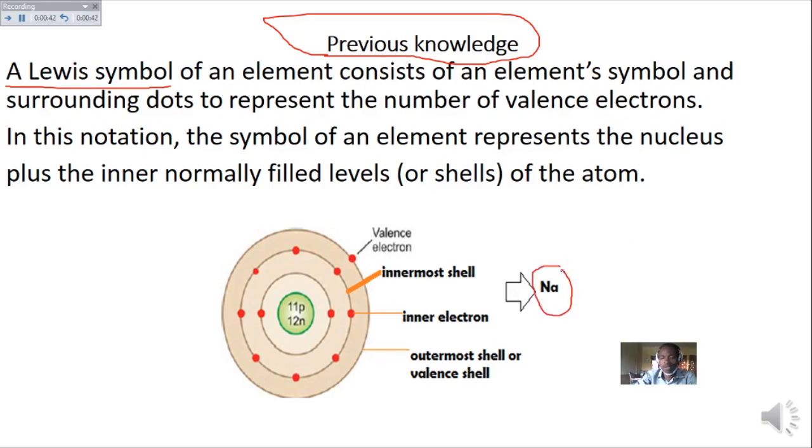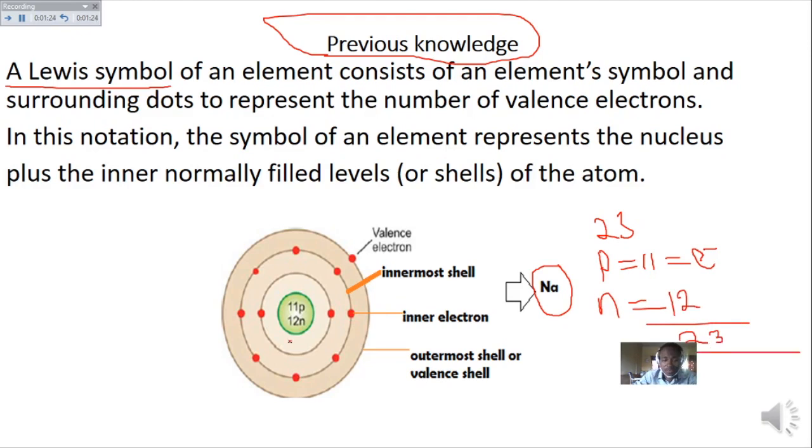Therefore, if I'm picking sodium and I want to represent sodium in shells, we call it electron configuration. What I need to know here is that the mass number of sodium is 23, while the atomic number of sodium, which is the number of protons in the nucleus of an atom of an element, is 11, and this is equivalent to the electrons. The number of neutrons, N, is 12. When you add them together, it gives you 23. Now, at the center you have 11 P and 12 N. N stands for neutron here.